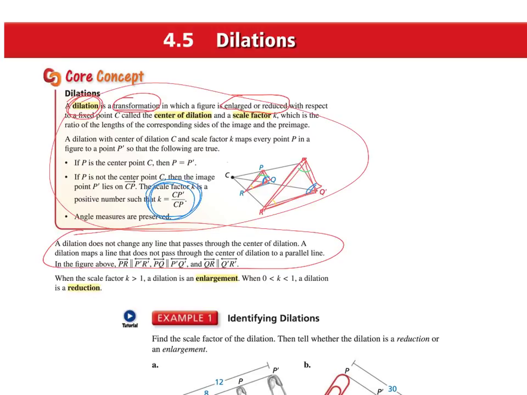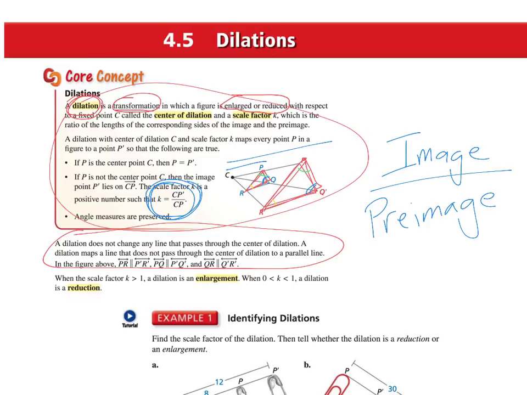So here we have CP prime over CP. Remember this, whenever you're setting up your scale factor, it's the image length over the pre-image length. I'll emphasize that idea once again in the next example. Now if your scale factor is greater than 1, the figure you originally started with will be enlarged. If your scale factor is between 0 and 1, then your original figure will be reduced in size. So let's go into a concrete example to see what we're really talking about.